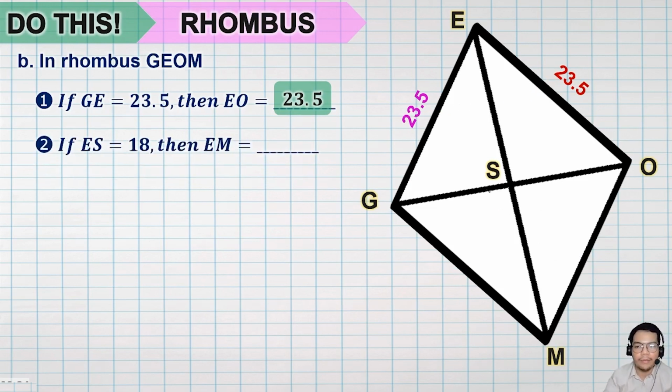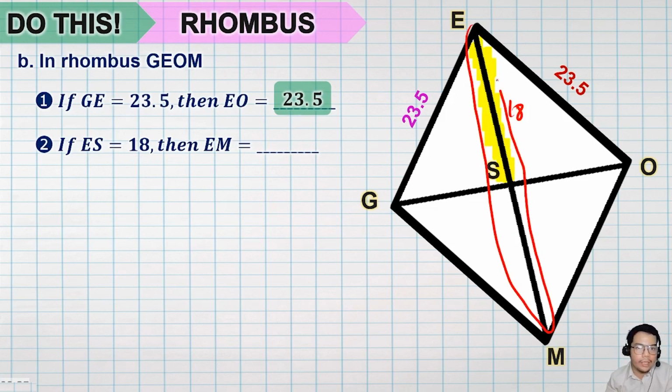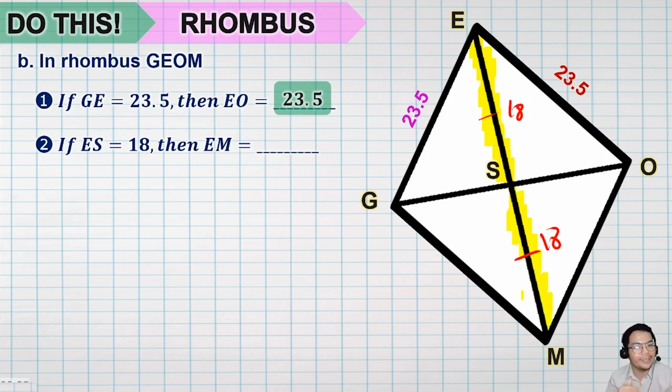We have, if line segment ES is measuring 18, what is the measurement of, I think this one is diagonal EM. So, if the measurement of line segment ES is 18, what is the measurement of the whole diagonal EM? Okay, so we can use here that diagonals bisect each other. So if this is 18, SM is also 18. But the question asks for the whole diagonal. So we add the two 18s, and it will sum up to 36.